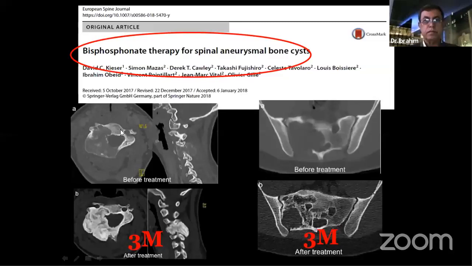Bisphosphonate, look at this here, and 3 months later, it's solidified. Here, before treatment, 3 months after, it's solidified. So, in addition to surgery, we have other options. But currently, the first indication or the first treatment is embolization, followed by injection, followed by surgery.